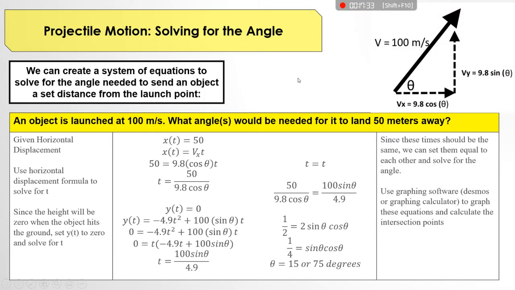Okay, we can also solve for what angle you would need in order to hit a specific distance away or a specific height. So I've got one example here where I am throwing an object up at 100 meters per second, and I want to know what angle I would need for it to land 50 meters away. Okay, so I was given two things. I was given the original velocity vector, so this is v total. And I can use that velocity vector over here to solve for my components. So that's my initial horizontal velocity and initial vertical velocity.